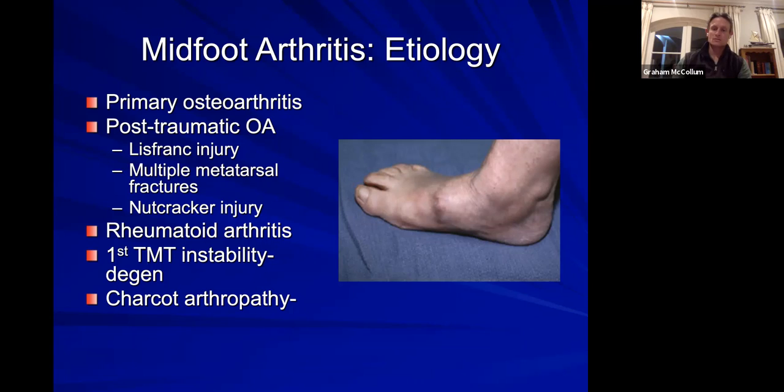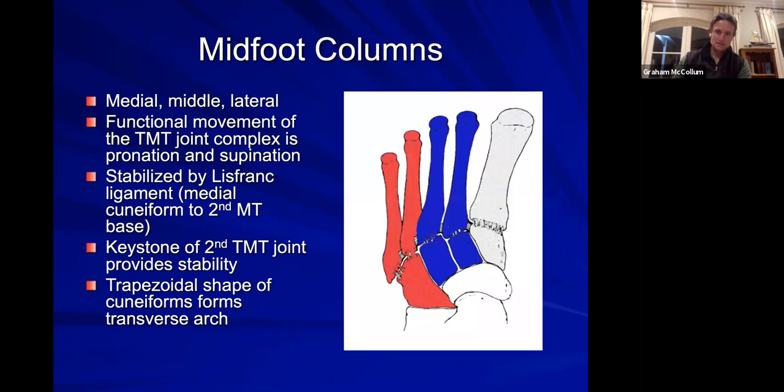This is a Brodsky type 1, or the anatomical region for the Brodsky type 1 TMT joint instability that 2 or 3% of diabetics will get. So when describing the columns, just remember what's what. So the medial column is the first metatarsal and medial cuneiform, and the middle column, the second and third metatarsals and the middle and lateral cuneiforms, and the lateral column being the most mobile, the same as your hand, is the metatarsal cuboid joints.